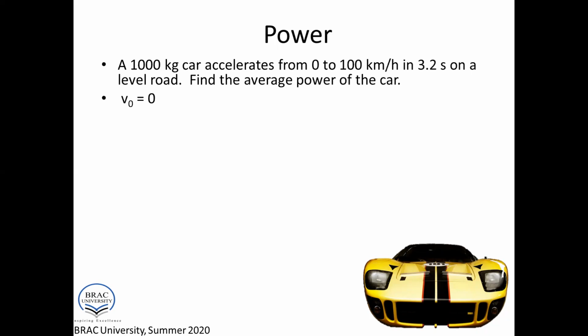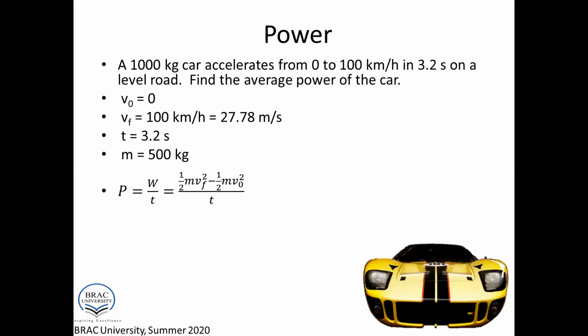So initial velocity is 0 and final velocity of 100 kilometers per hour is equal to 27.78 meters per second. To convert kilometers, we multiply by 1000, and to convert hours into seconds, we multiply by 60 into 60. So finally the final velocity is 27.78 meters per second and the time is t equals 3.2 seconds. The mass is given as 1000 kg.